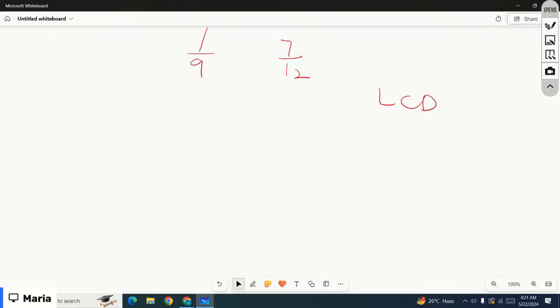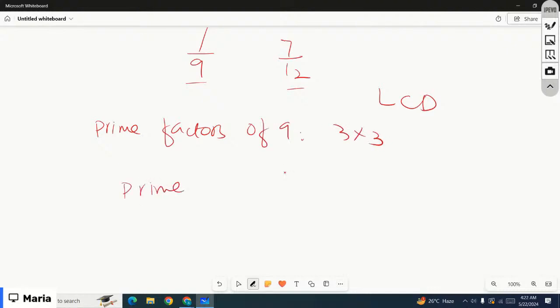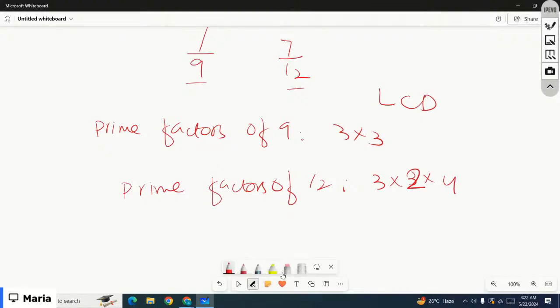We have to write down the prime factors for both the denominators. You are given the denominators, they are 9 and 12. You have to write down the prime factors for 9, that is 3 times 3. Then you have to write down the prime factors of 12. That is 3 times 2 times 2, right?